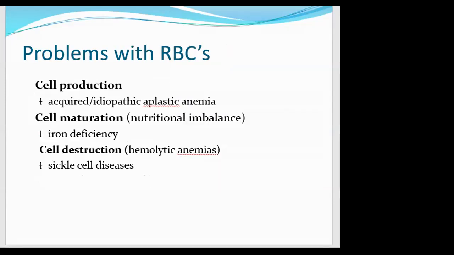So there can be problems with red blood cells. You can have a problem with cell production, and this is going to be your acquired or idiopathic aplastic anemias. Then you can have a problem with cell maturation of the red blood cells, and this is seen in nutritional imbalances like iron deficiency anemia. And then you have cell destruction of the red blood cells, and this is going to be seen in your hemolytic anemias such as sickle cell disease.